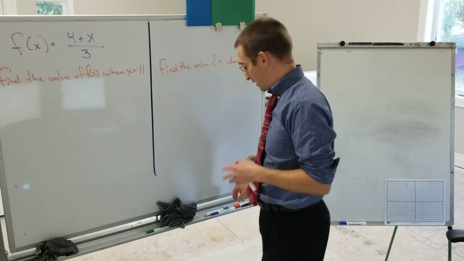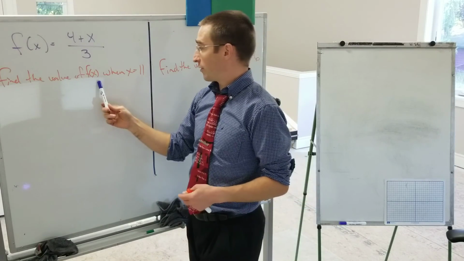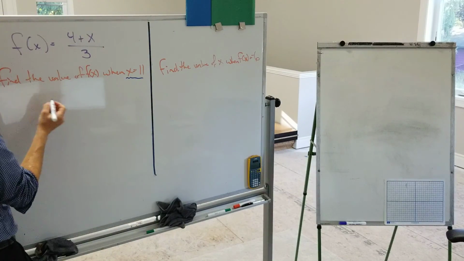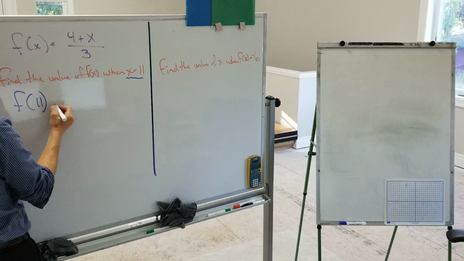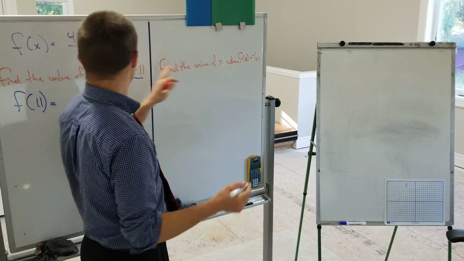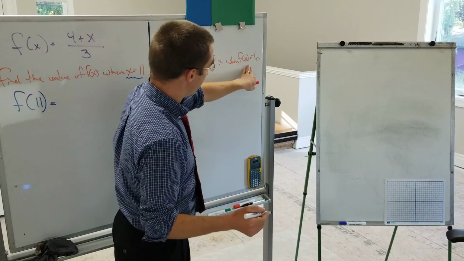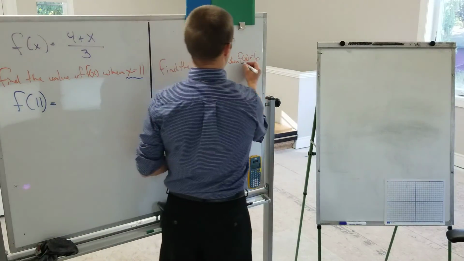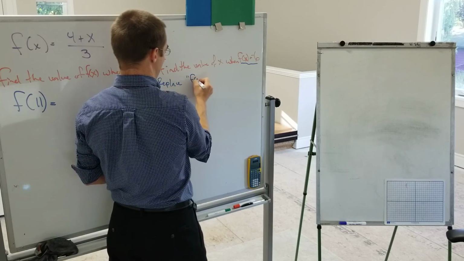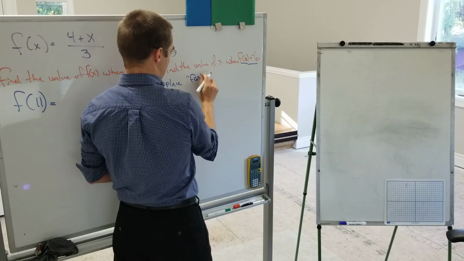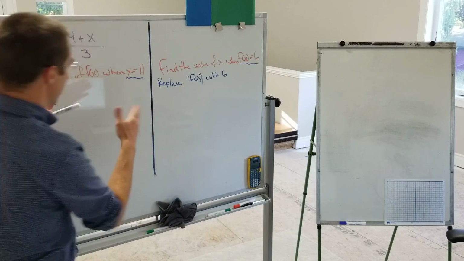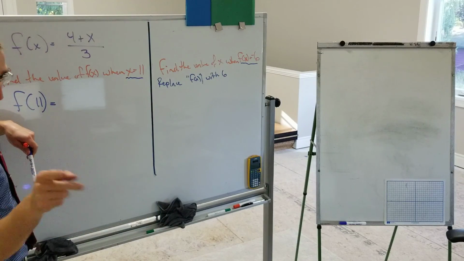Let's interpret what each of these means. Find the value of f of x when x equals 11 is just saying replace x with 11. So we're going to say f of 11. This one is saying find the value of x, not f of x, x, when f of x equals -6. So here we're going to replace f of x with a -6. All right, let's go ahead and do each of these. Pause it and do it. Just pause each try.